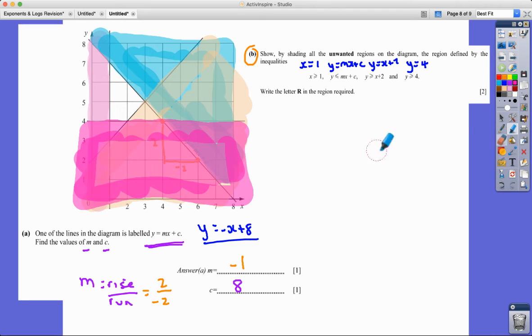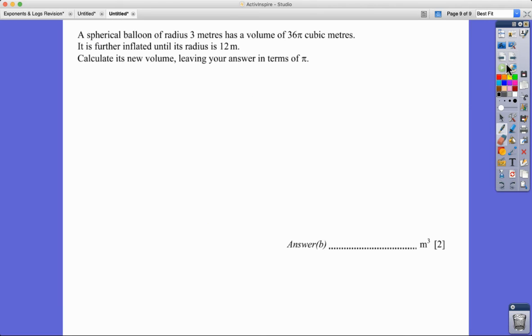So I'm only left with one relevant area that fulfills all of those 4 conditions. And it asks me to write a letter R in that region. There we go. That's it. So let's just check what I've done. Show by shading all the unwanted regions. Yes, the region defined by the inequalities. Write the letter R. Good. Happy.